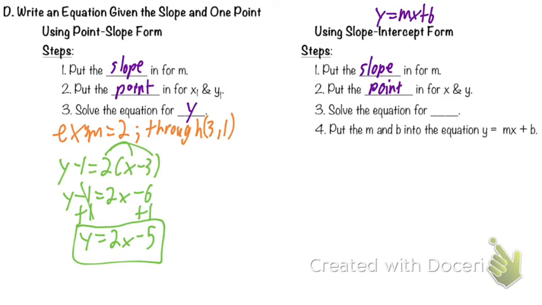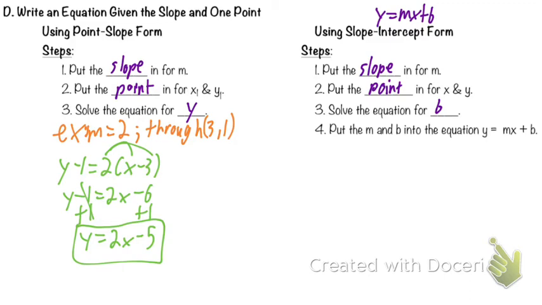And then we're going to solve the equation for b. And then we're going to put the m and the b back into the equation. So the thing we're missing in order to use slope-intercept form is the intercept. We have the slope. So we're going to find the intercept and then plug the intercept and slope back into the equation.